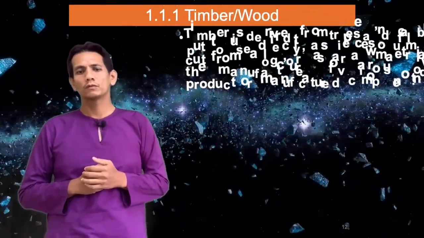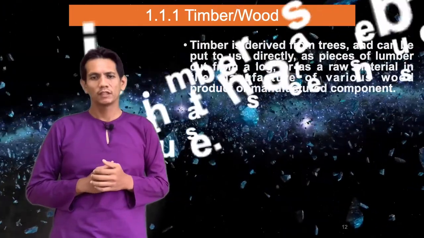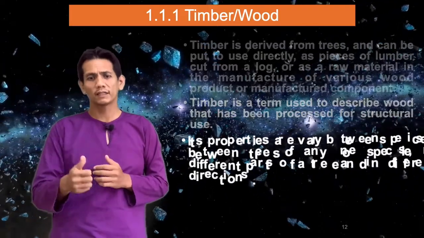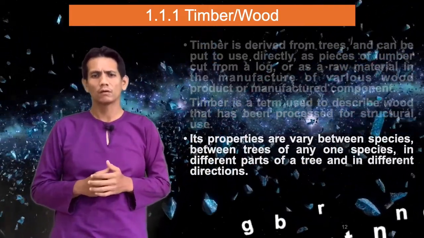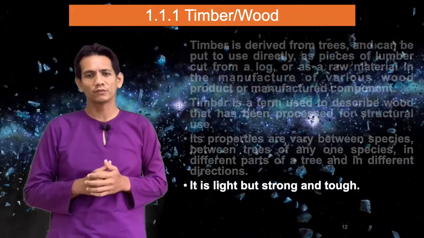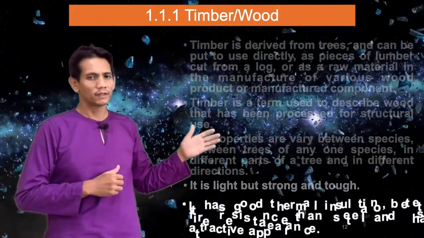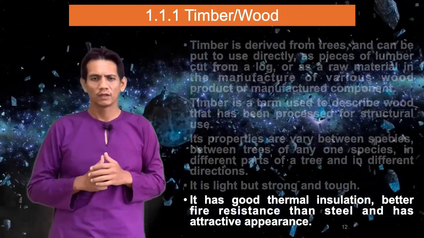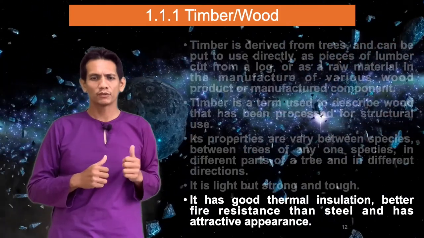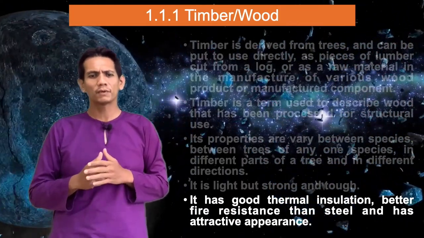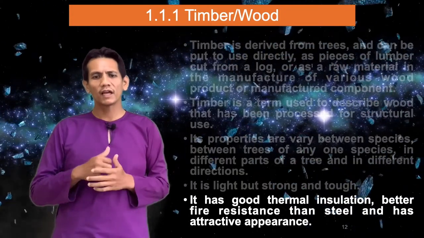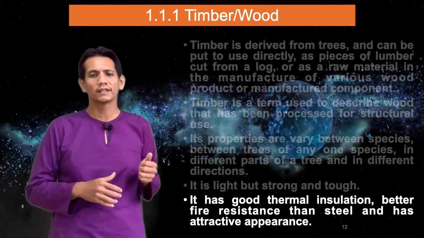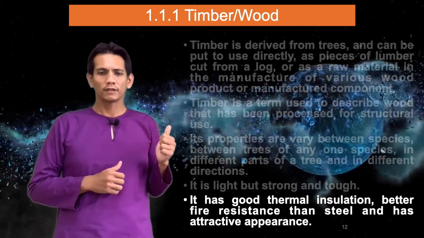We look at number one, timber and wood. Timber is derived from trees and can be put to use directly as pieces of lumber cut from a log, or as a raw material in the manufacture of various wood products or manufactured components. And timber is a term to describe wood that has been processed for structural use. Its properties vary between species, between trees of any one species, in different parts of the tree and in different directions. It is light but strong and tough. So it has good thermal insulation, is more fire resistant than steel, and has an attractive appearance.